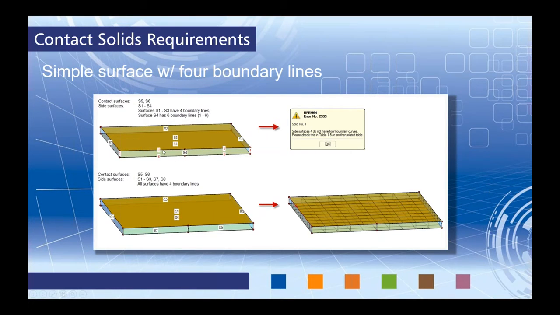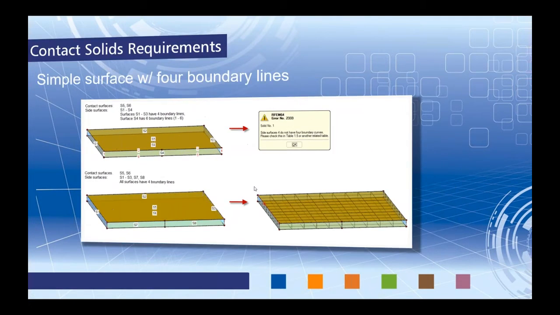We either need to convert lines 2 and 3 into one continuous line, or we can split this contact solid into 2 adjacent contact solids. Either way, it's still going to act like one continuous contact solid, or if we just simply want to combine those lines. So you have to have 4 and only 4 boundary lines to define a contact solid.